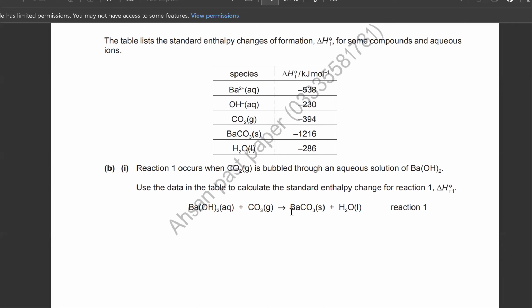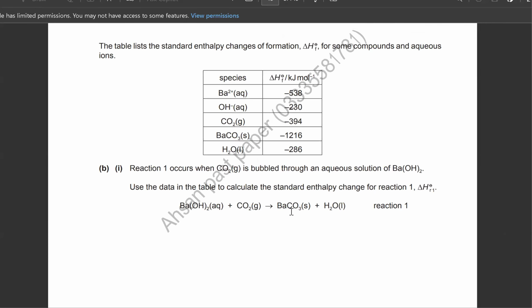So we're going to try and solve this question now. He's given you this data over here, and he's asking you to figure out the enthalpy change for reaction number 1, which is this. Now, when you're given the enthalpy of formation of reactants and products, the formula of enthalpy change is simple. It's the enthalpy of formation of your products minus the enthalpy of formation of your reactants, right?